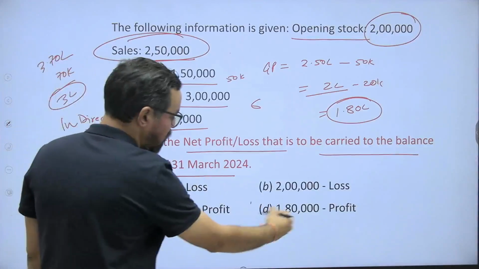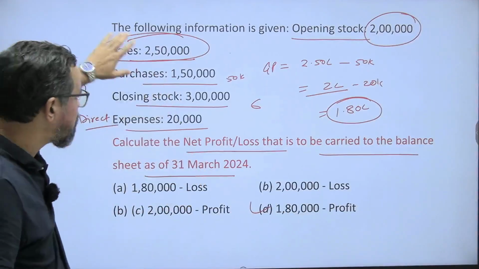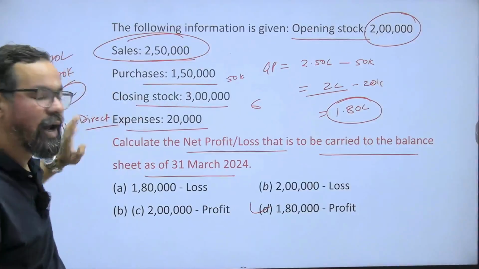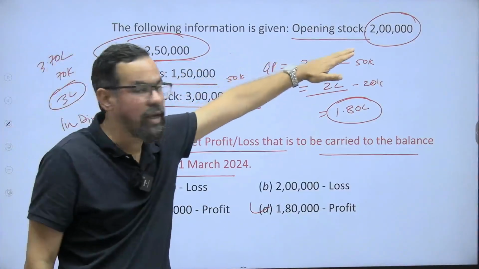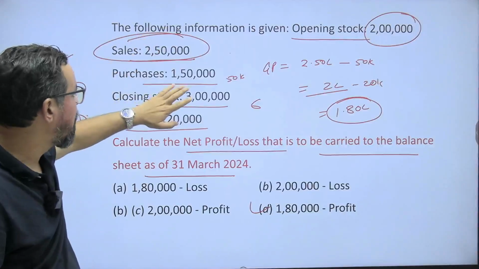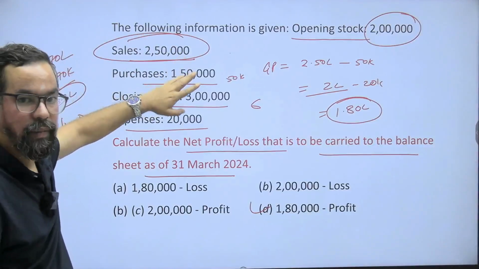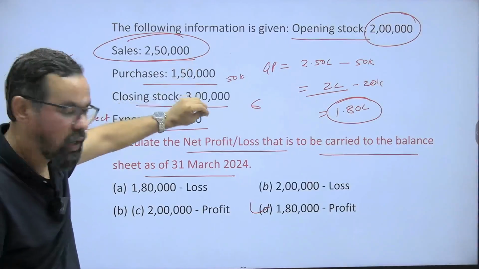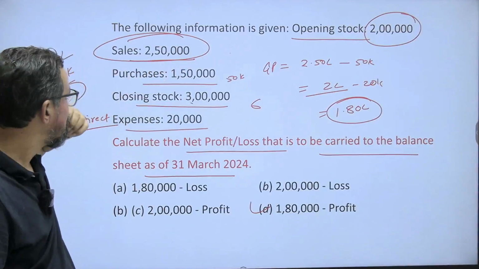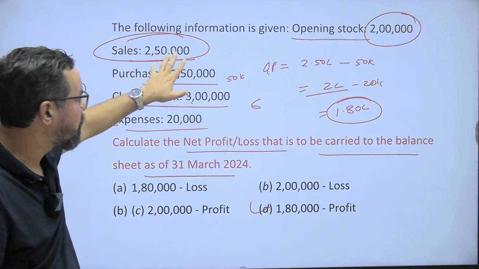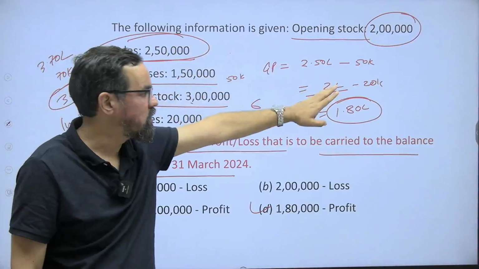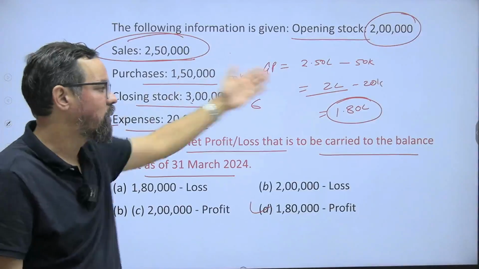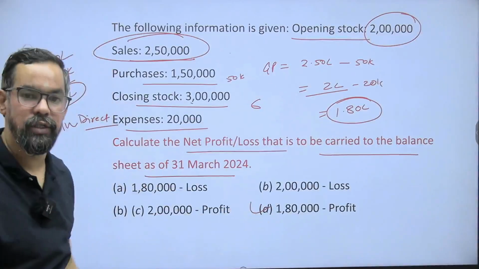I did some wrong calculation. See, very simple one. Sales is 2 lakh 50,000. Cost of goods sold, whether you consider it as direct or indirect, won't affect. So 2 lakh plus 1 lakh 50,000 is 3 lakh 50,000, minus closing stock of 3 lakh, so 50,000. Then sales minus this, 2 lakh 50,000 minus 50,000 is 2 lakh, minus 20,000. If you consider it as indirect expense also, it is 1 lakh 80,000, that is your profit for this business.